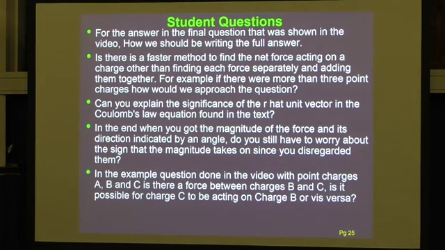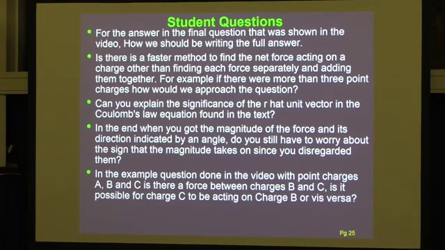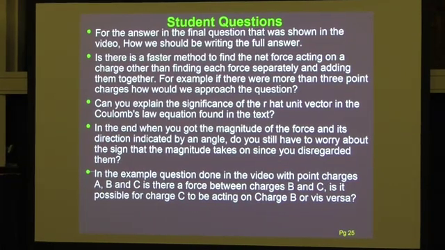Okay, an example question done in the video with point charges A, B, and C: is there a force between the charges B and C? So we talked about this. There's definitely a force between all the charges, but we're generally going to be focusing on just one of them.